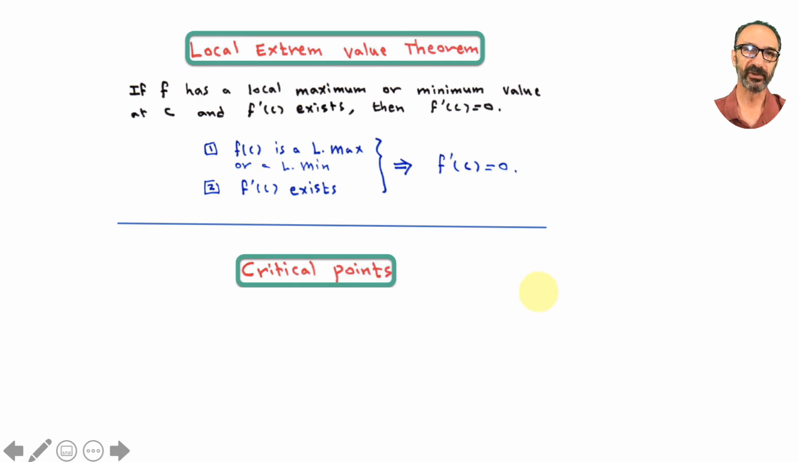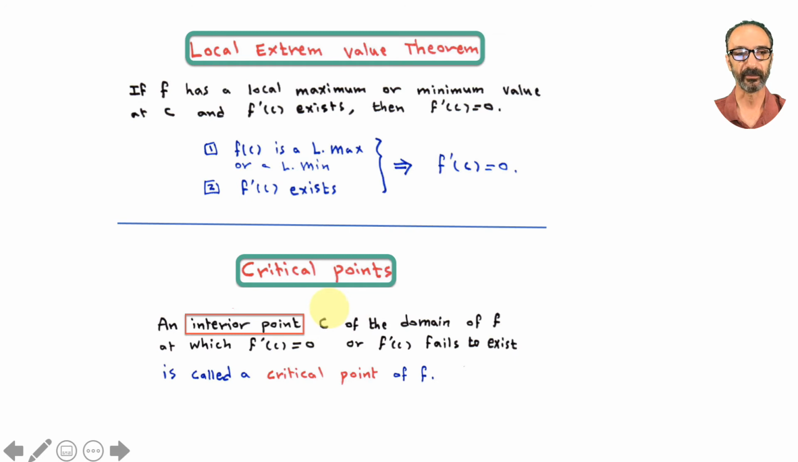Critical points. What are critical points? I did mention it, but here it is in writing. An interior point c of the domain of f, at which f prime equals 0, or f prime fails to exist, is called a critical point. I mentioned that earlier, and I skipped the endpoints.